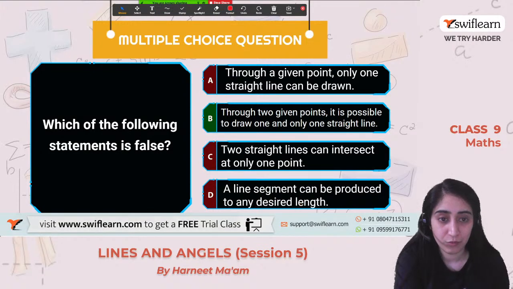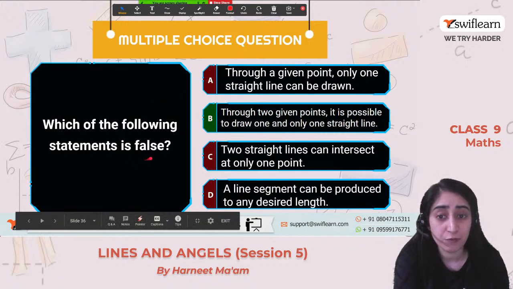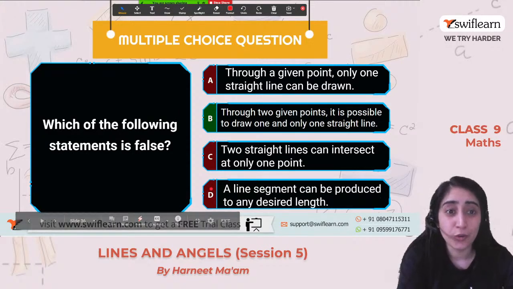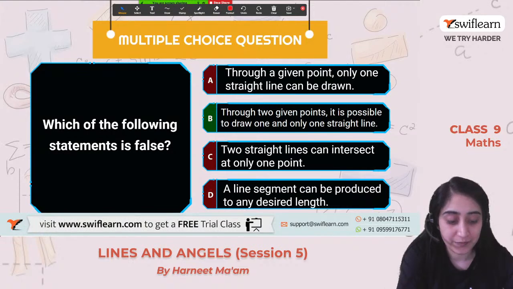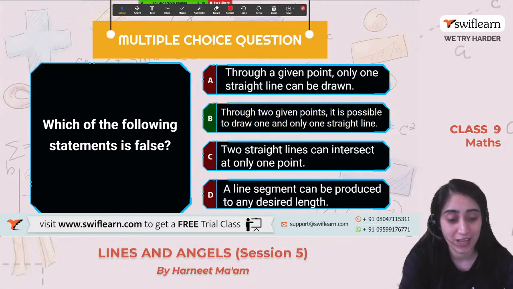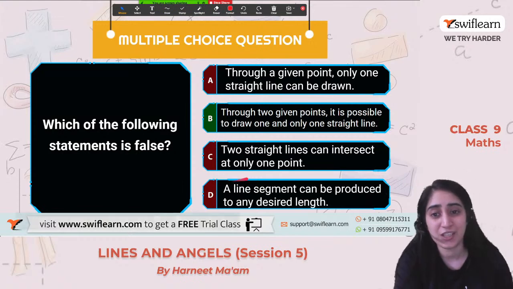So which is the option? Which is false? Which option is not right? A, B, C, or D? Let's see. Through a given point, only one straight line can be drawn. We're getting the answer that the first part is incorrect. Let's see whether it is right or not.